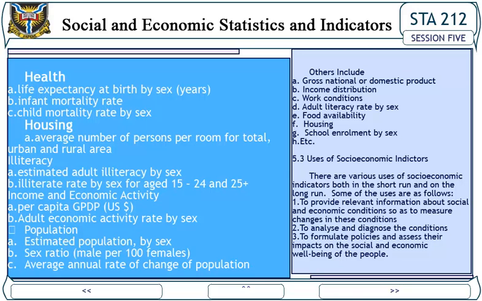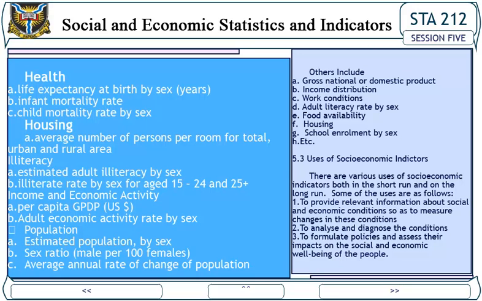Housing. A. Average number of persons per room for total urban and rural area. Illiteracy. A. Estimated adult illiteracy by sex. B. Illiteracy rate by sex for ages 15 to 24 and 25 plus. Income and economic activity. A. Per capita GDP, US dollars. B. Adult economic activity rate by sex. Population. A. Estimated population by sex. B. Sex ratio, male per 100 females. C. Average annual rate of change of population.